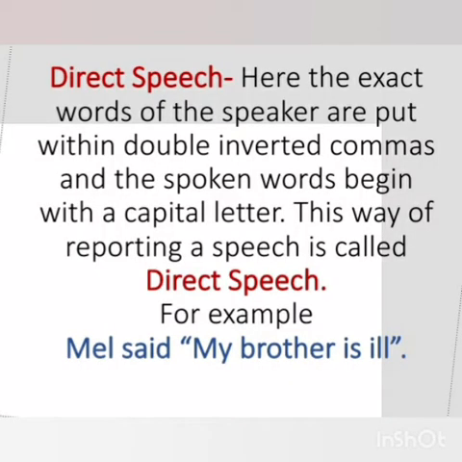Direct speech. Here the exact words of the speaker are put within double inverted commas and the spoken words begin with a capital letter. This way of reporting a speech is called direct speech. For example, Mel said, "My brother is ill."